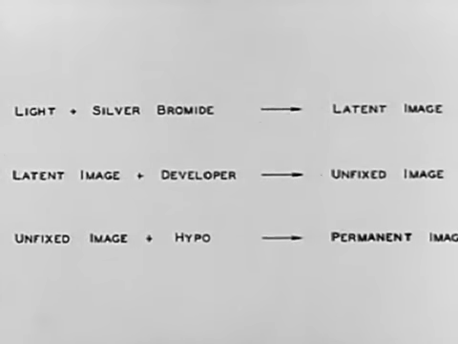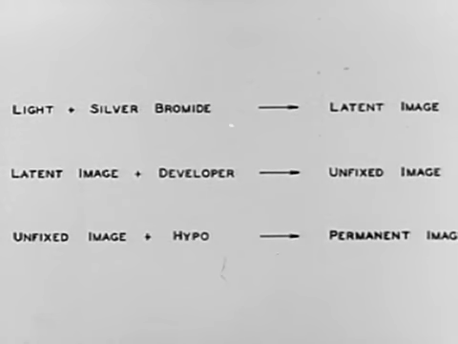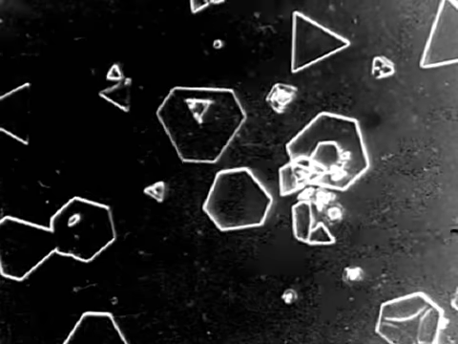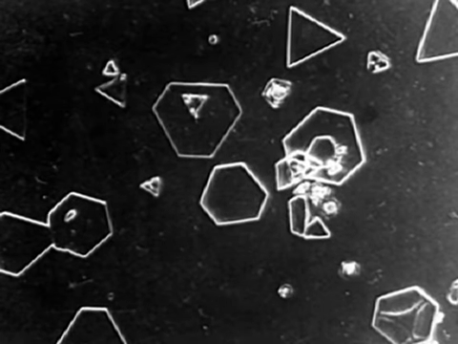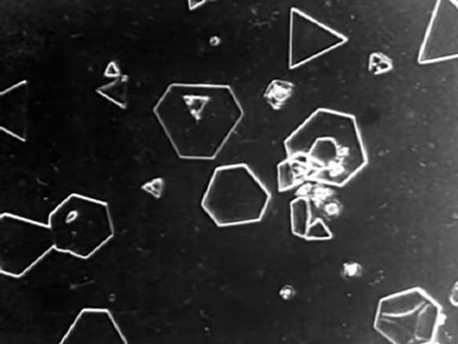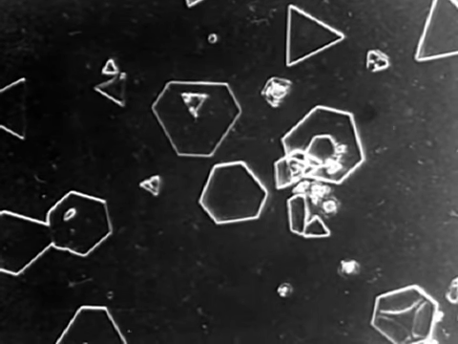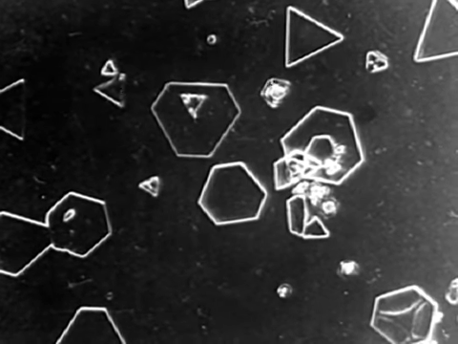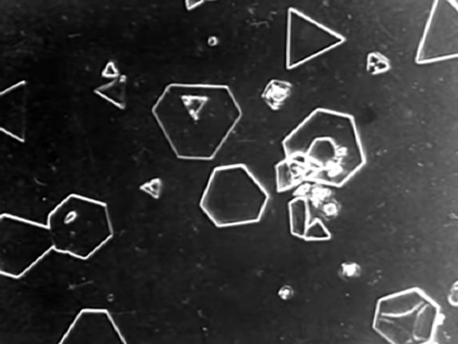What happens to the film chemically may be expressed in 3 equations. First, a latent image is formed. Second, it is developed. And finally, made permanent. The photographic emulsion is made up of millions of tiny crystals of silver bromide suspended in a thin layer of gelatin. This picture shows how the crystals actually look when magnified several thousand times.